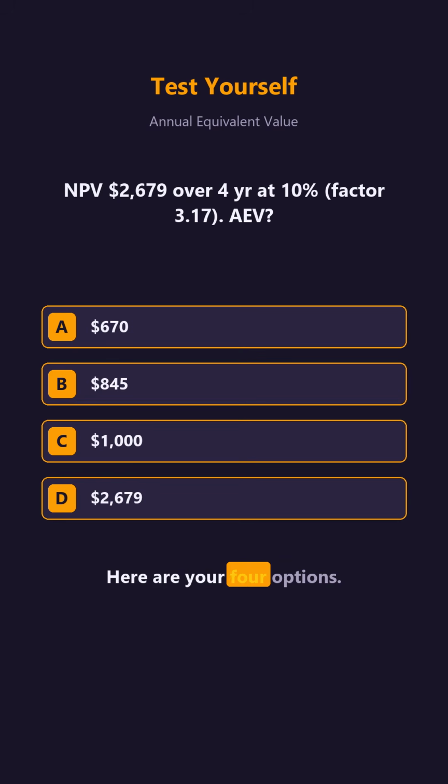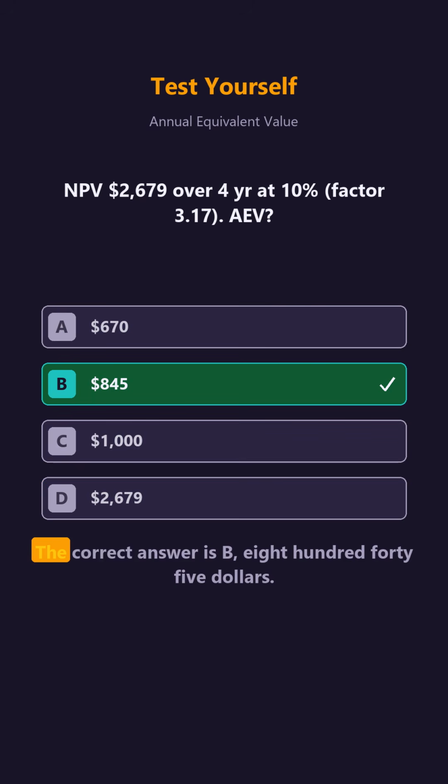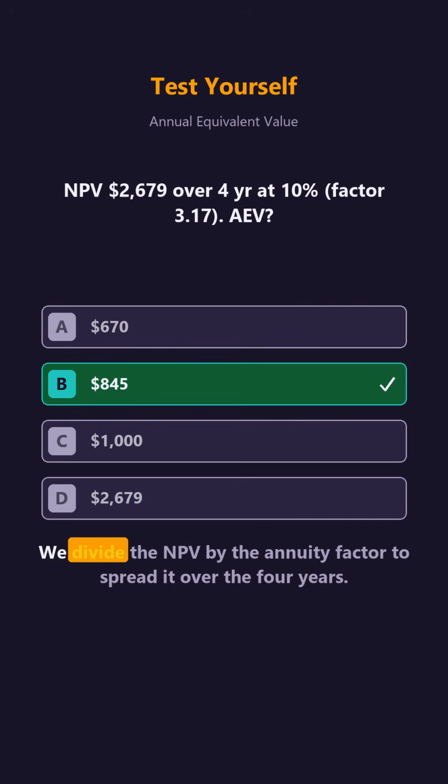Here are your 4 options. Pause the video and solve it now. The correct answer is B, $845. We divide the NPV by the annuity factor to spread it over the 4 years.